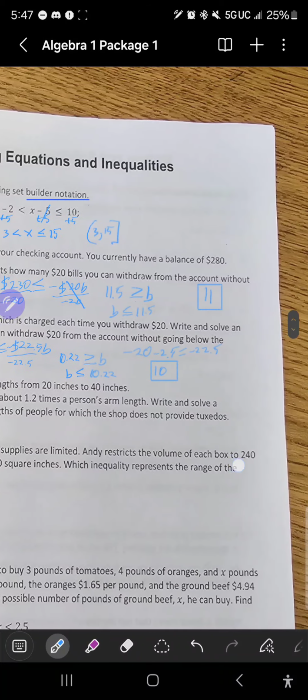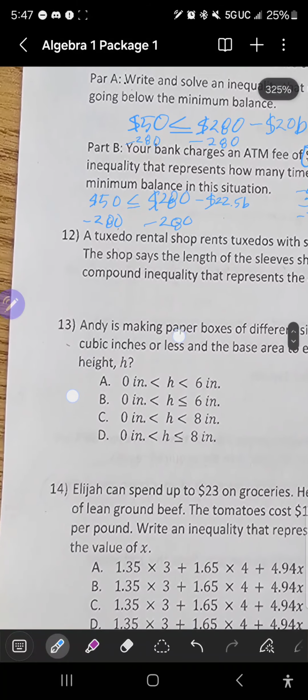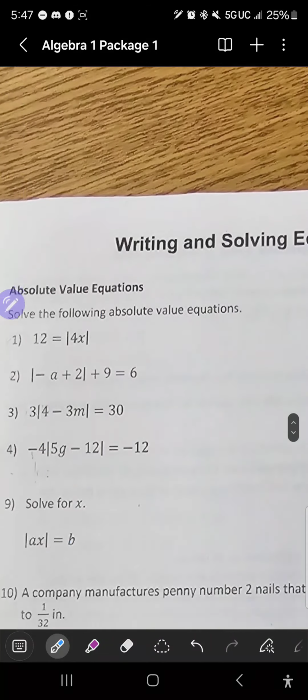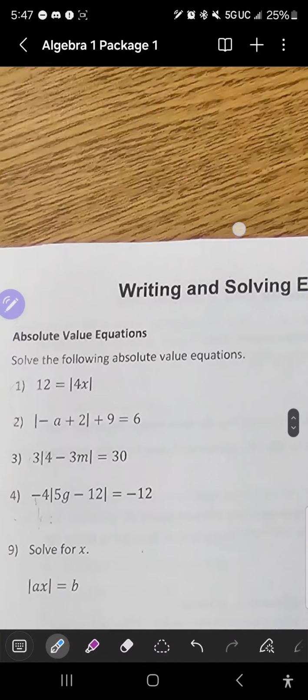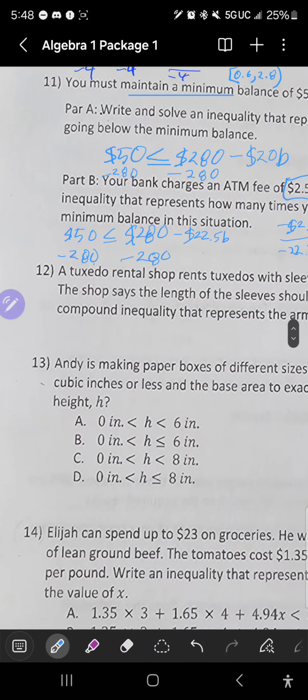Now this is the last question I'm going to do. It's already 5:47, so I don't have time for more. I'm going to do this really quick and we'll keep going next week. See how much we can do.